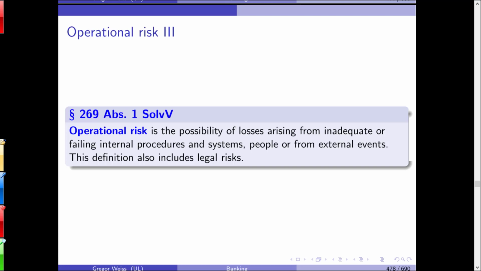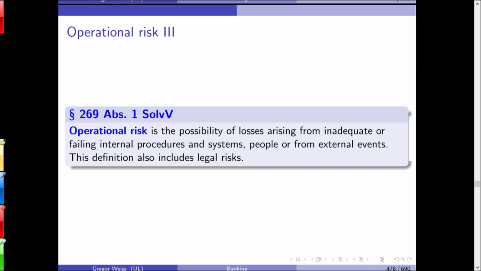Okay, so as you can see, when regulators started to think about operational risk, they could have also said operational risk is everything that is not credit and market risk. It seems to be the residual bin for credit and market risk. Everything that is not credit or market risk. But here they also positively define what operational risk is. It is failure or inadequate procedures, systems, people, or external events, whatever that may be.